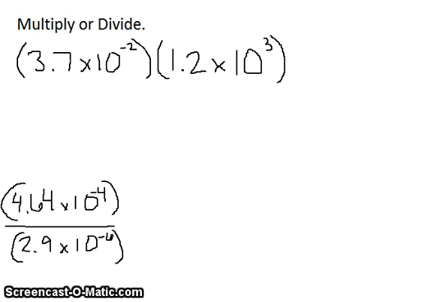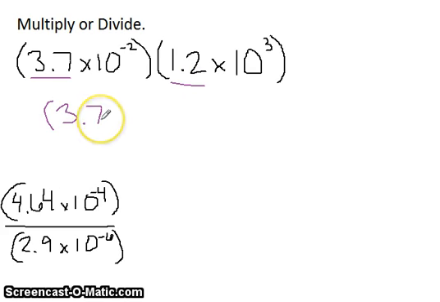So for the first one, we're going to be looking at multiplying. We're multiplying 3.7 times 10 to the negative second by 1.2 times 10 to the third. Now the first thing you want to do is regroup your factors along with your powers of 10. So that means I'm going to take the 3.7 and the 1.2.